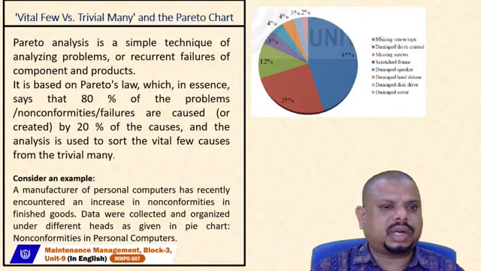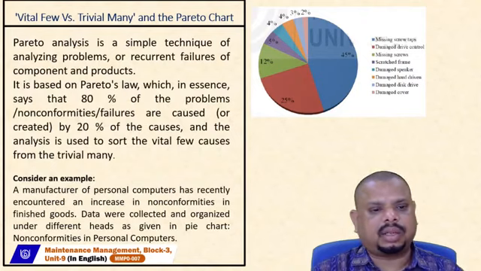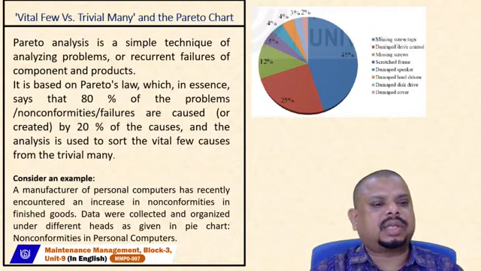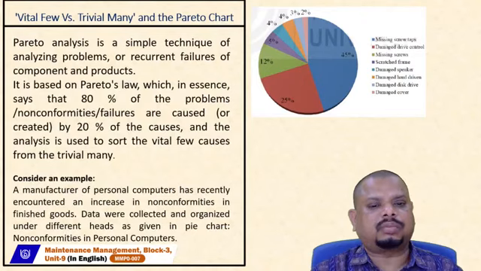So in the case of Pareto chart analysis, it is a simple technique to analyze problems and recurrent failures of components and products. Here the 80-20 principle is applied. This philosophy says that 80% of problems, non-conformities or failures are caused by 20% of causes, and the analysis is used to sort the vital few causes from the trivial many.